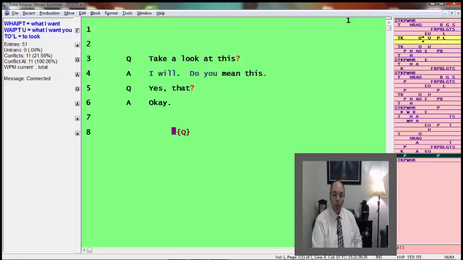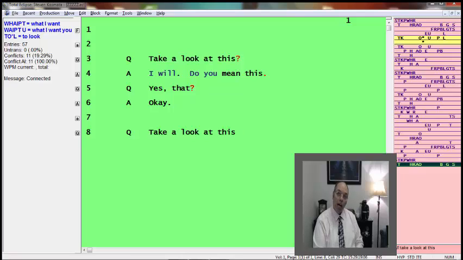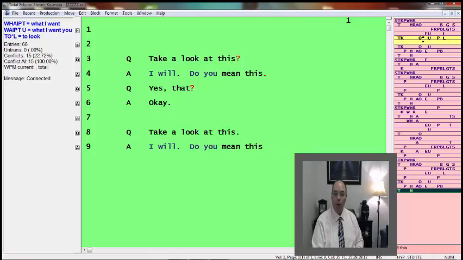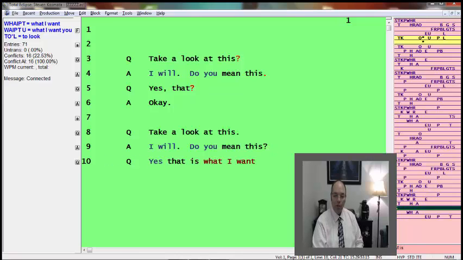So let's do Q. Take a look at this. Now I know the witness is going to speak and he says, I will. So I already know there's not going to be any more on the question. And so what I do is I hit P for period and my answer bank. That's initial P and period for my answer bank. I will. Do you mean this? Well, I know I want a question there because the attorney is going to speak up now. And that's going to be question bank and the other P. Yes, that is what I want you to look at.